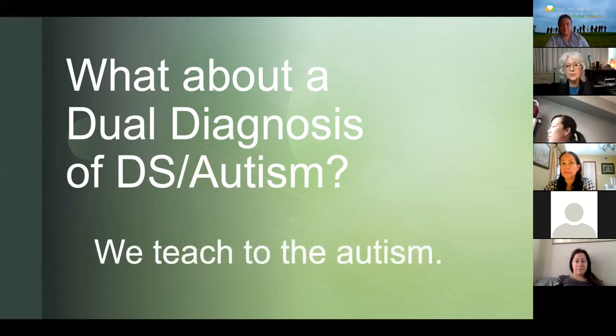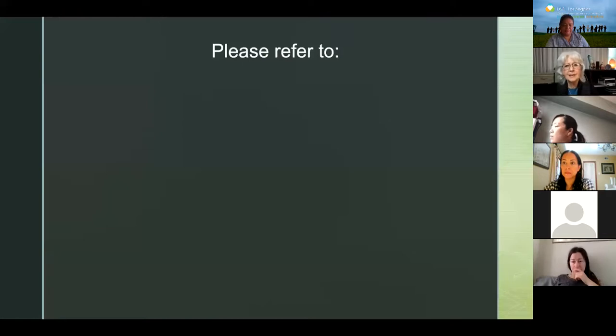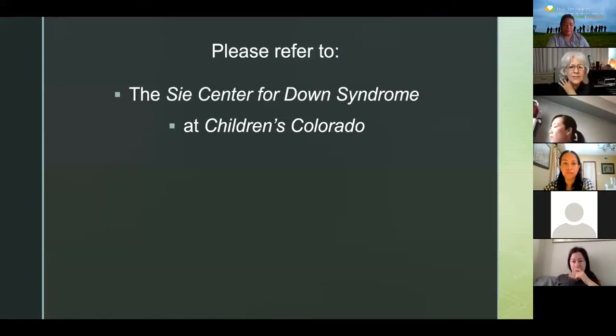We teach to the autism, if there's an actual diagnosis, you're sure about it, we teach to the autism because autism trumps Down syndrome. And I'd been saying that for years. And then I read information from the C Center in Colorado, which I'll get to, where the head doctor said, autism trumps Down syndrome. All right, this is it. The C Center for Down Syndrome, that's at Children's Hospital in Colorado.